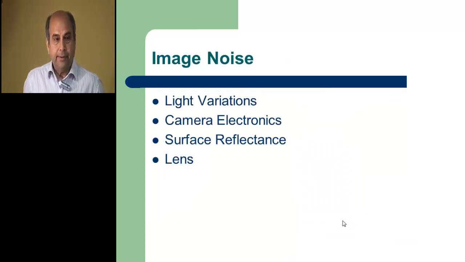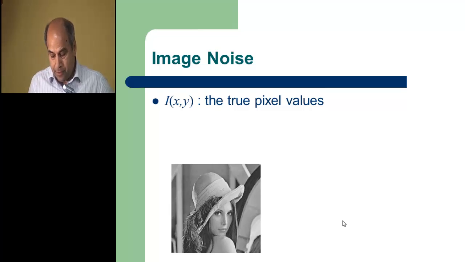Now an important thing we have to notice is that when we have these images, they may contain noise, and noise can be due to lighting variations and camera electronics and surface reflectance and lens and all those things. Even though the quality of images has been improving over the years, when I was a graduate student, image quality would be very bad. Now we have really good images, but still we have to consider the noise factor. So what we are going to do is look at what we mean by noise and try to undo that. We want to remove noise, or we want to filter out the noise.